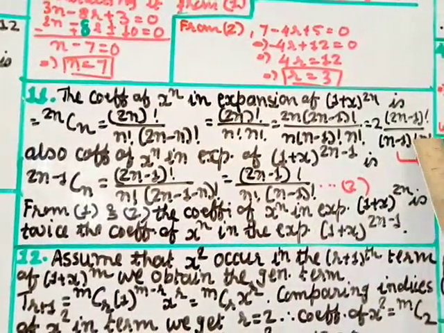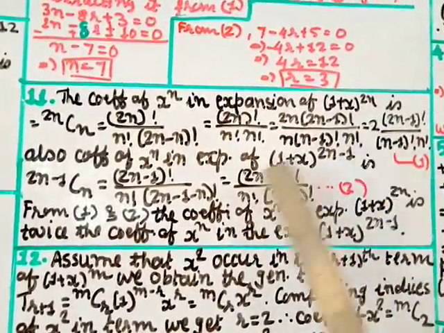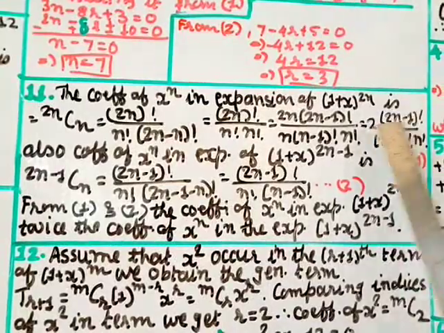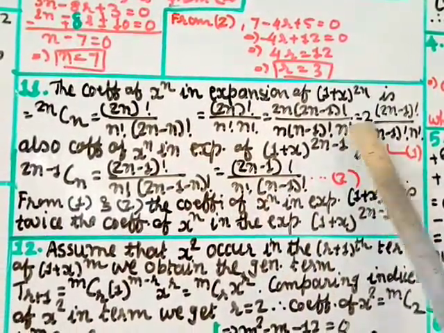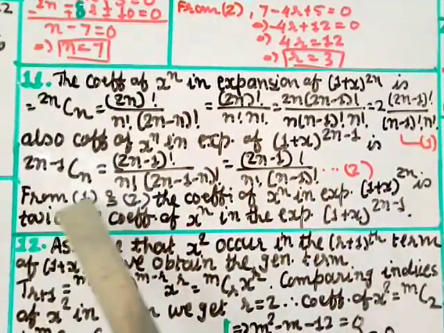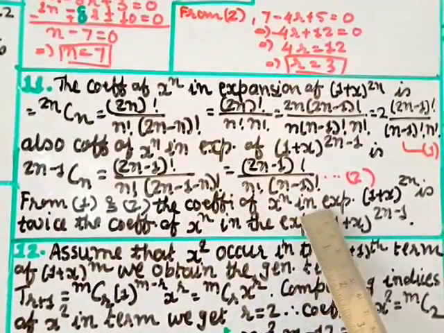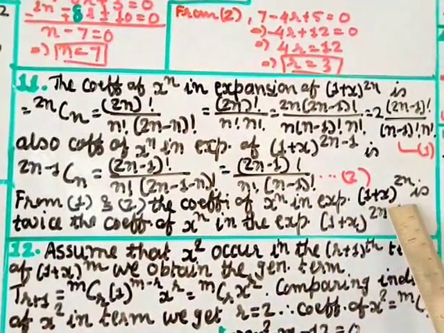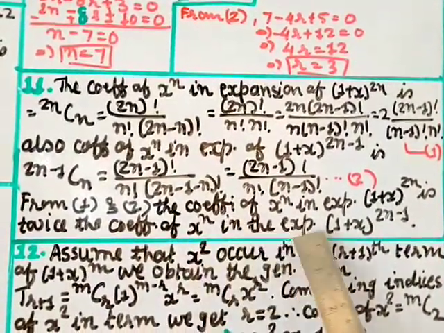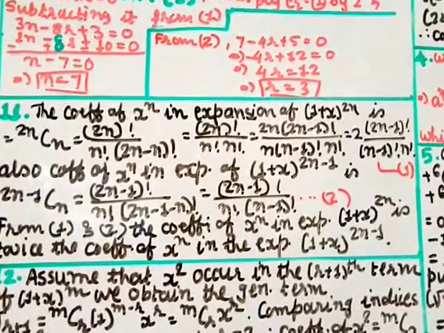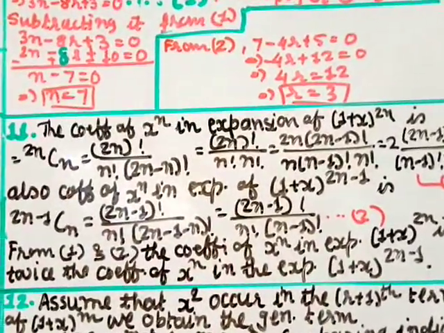Now compare 1 and 2. You can see this is twice that, right? Because (2n minus 1) factorial divided by n factorial, (n minus 1) factorial, and this one is into 2. So this is twice that. So from 1 and 2, the coefficient of x power n in the expansion of (1 + x) power 2n is twice the coefficient of x power n in the expansion of (1 + x) power 2n minus 1. So that is the solution for question number 11.